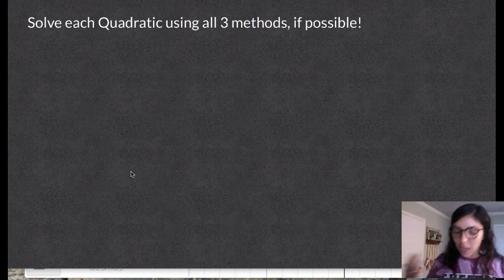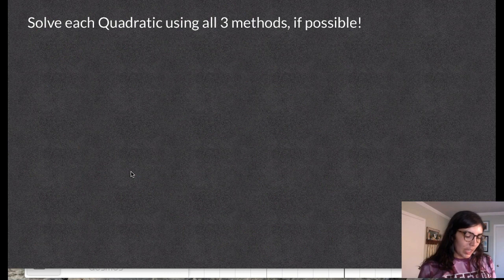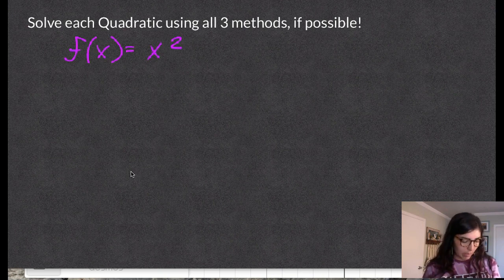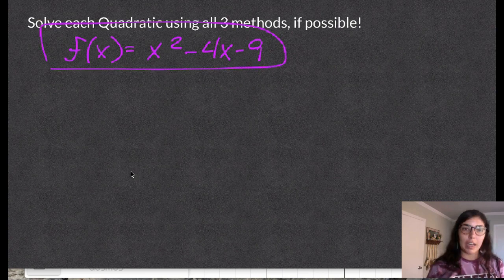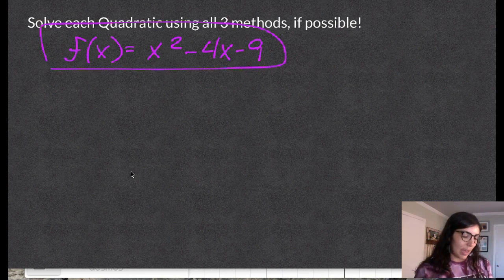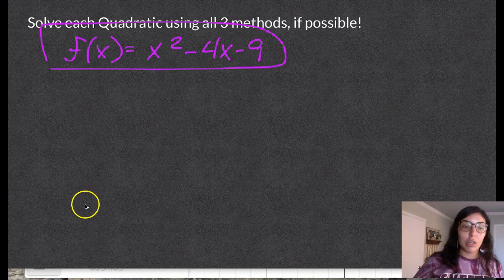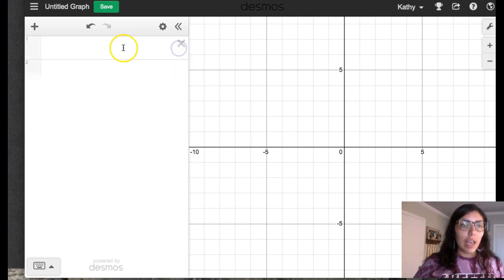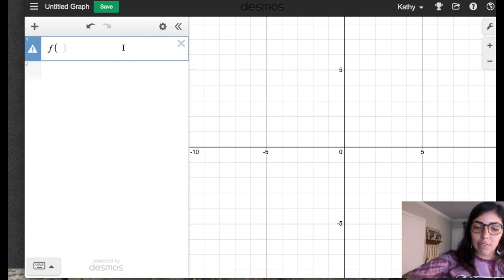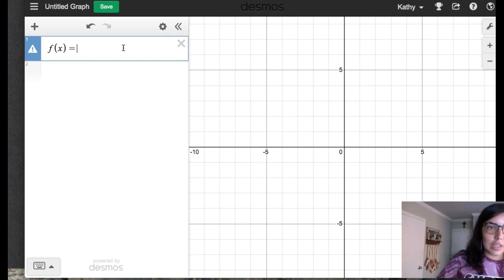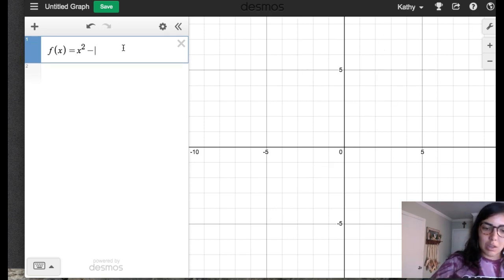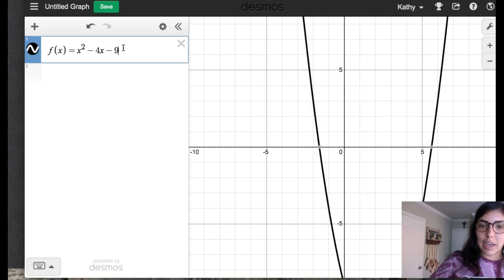All right, last one, I'm going to walk all the way through this one. The quadratic that we're going to solve is f of x equal to x squared minus 4x minus 9. This is the one that we are going to be solving now. First method we're going to solve this is by graphing. Graphing, I'm going to use a graphing software to do. So I'm going to pop over to Desmos, get this out of there, and I'm going to type in that equation. f of x equal to x squared minus 4x minus 9.